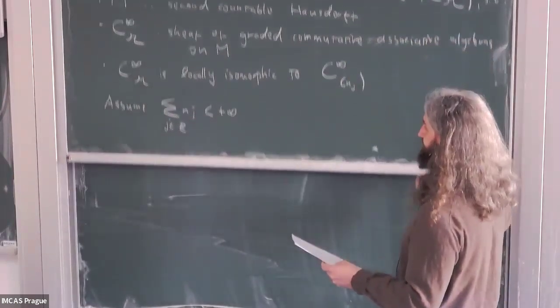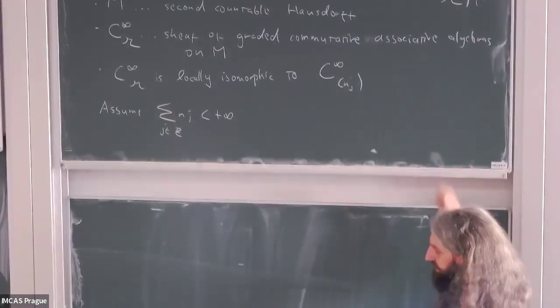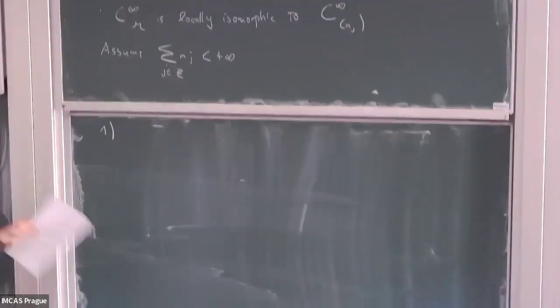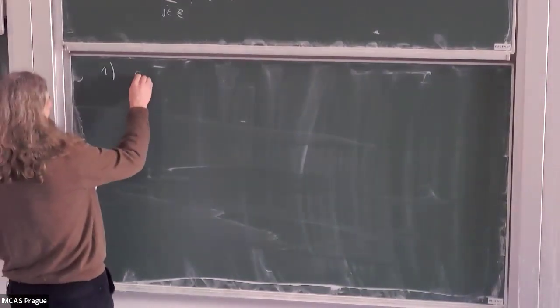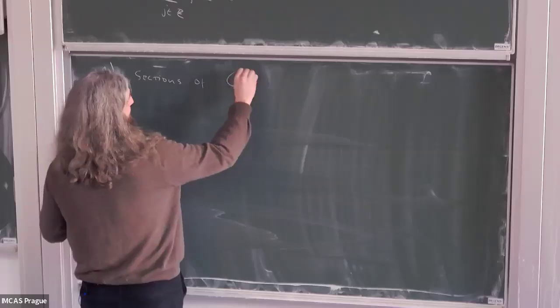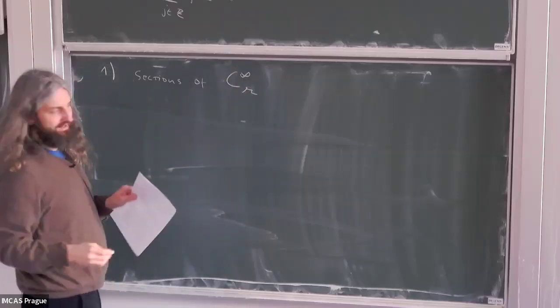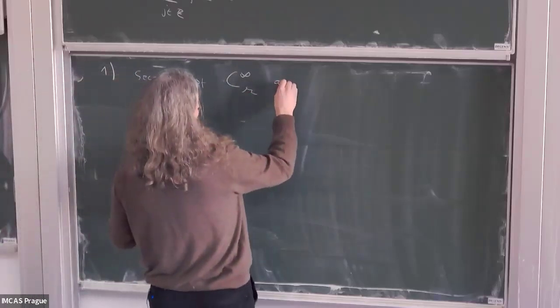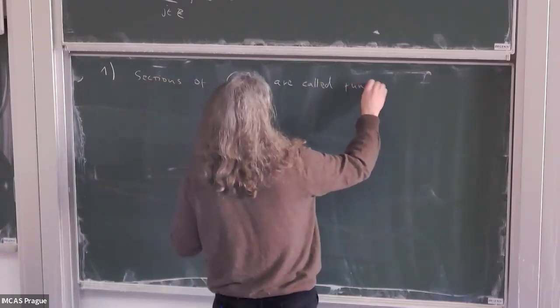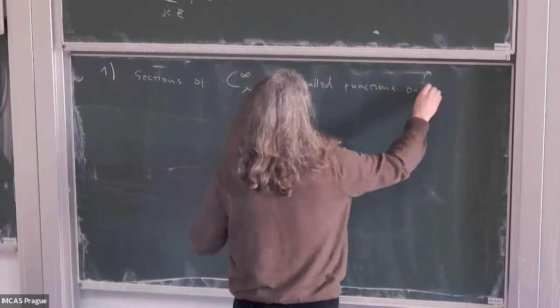And this is what a graded manifold is. And this is just a technical definition. So let's establish some basic facts about those. So let's consider this as a list of basic facts. So what is the common name? So sections of C infinity curly M, of these sheaves, are usually called functions on curly M.